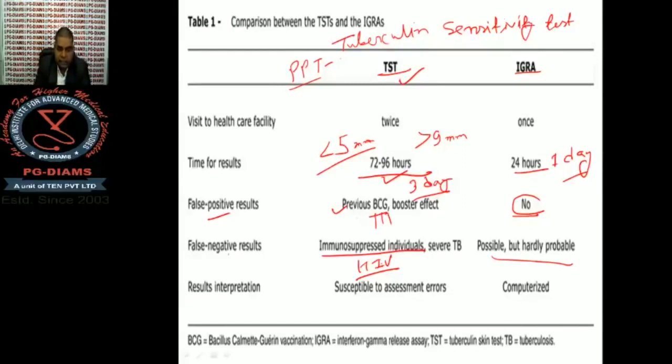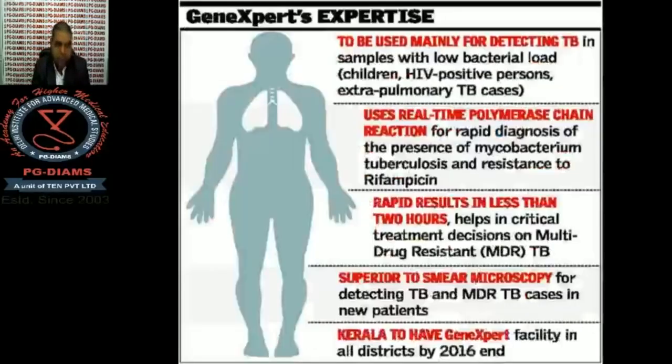The second point is that the result assessment or interpretation is done by a computer, so it is more reliable, whereas the tuberculin test assessment is done by a health practitioner, which is susceptible to error. So the better test is interferon gamma release assay. Now you understand what it is. It is a test which replaces the tuberculin sensitivity test, gives very few false positive and false negative results, and is not affected by previous BCG vaccine given to the child. So now we use interferon gamma release assay in place of tuberculin sensitivity test.